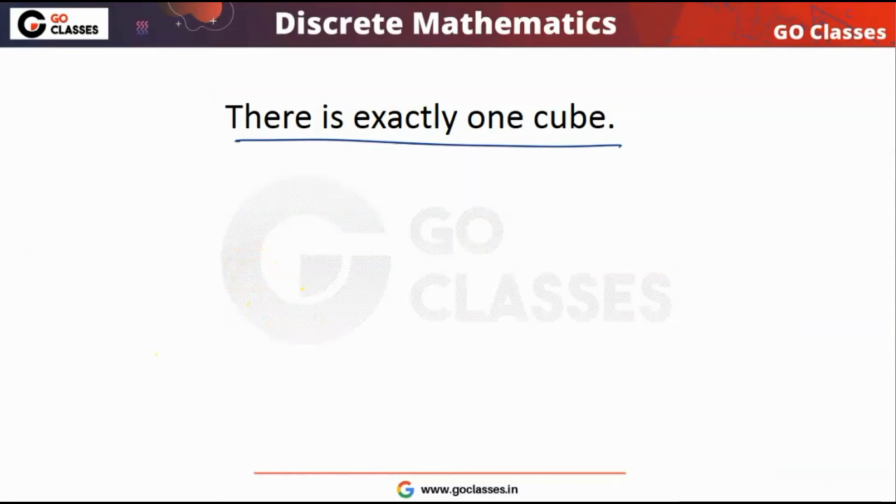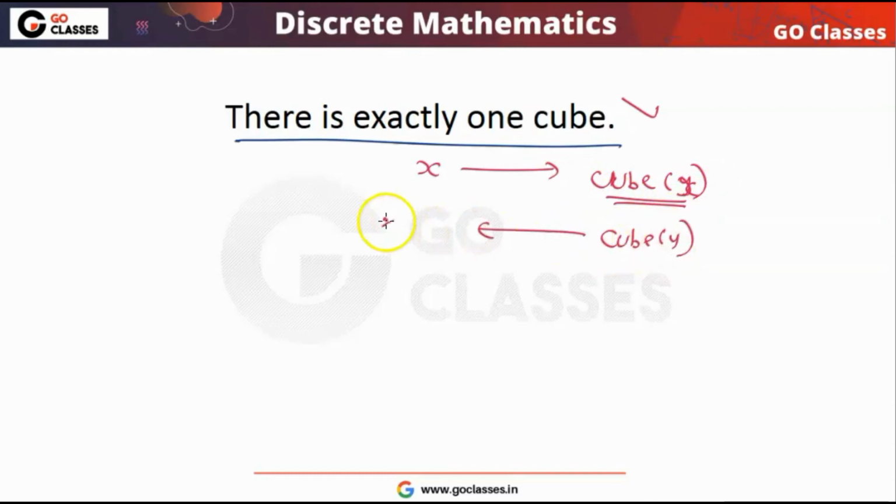Now let us see, is there any other way? We have already seen two different ways of writing this statement in first order logic. Yes, there is another. This is saying that there is exactly one cube. It means there exists a cube, so there exists x which is a cube. Definitely this x is a cube. And if y is a cube, then this y should be equal to x. This is the simple thought process.